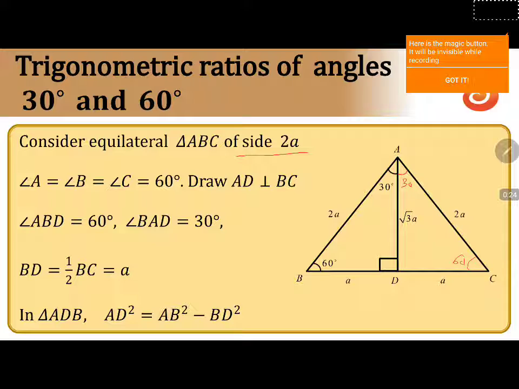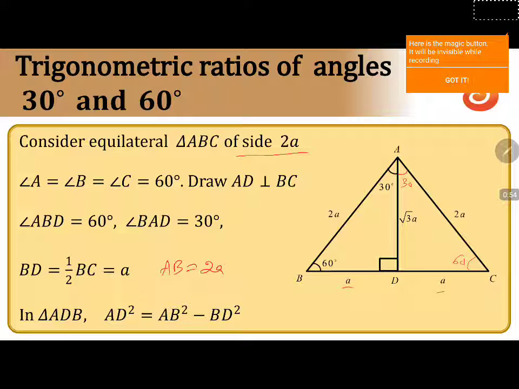Let D be the foot of the perpendicular from A to BC. Since it is an equilateral triangle, it bisects, so both sides are a. So I have now AB equal to 2a, BD equal to a. All sides are equal, which implies AB is 2a.